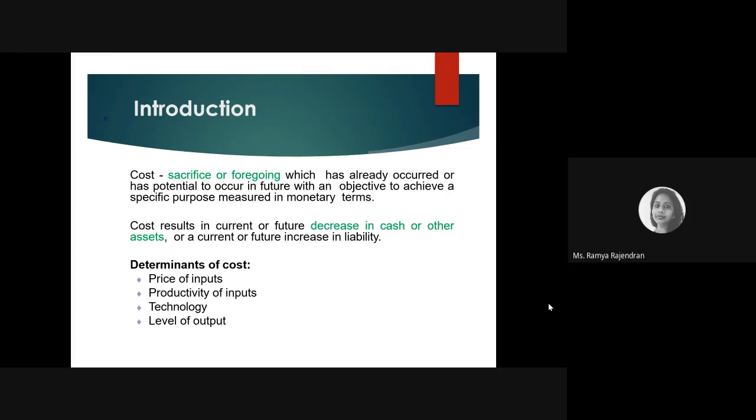Okay. It need not necessarily be the cost that you're forgoing in the present, or it can be a price that you're willing to pay in the future as well. So the consumer has a demand for the product, and is willing to pay money for the product. This cost results in a current or future decrease in cash or other assets for the person who's buying it.